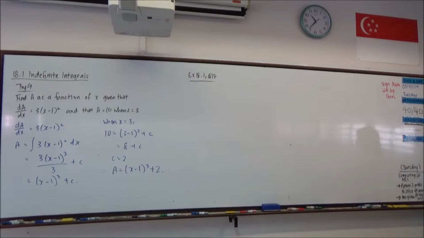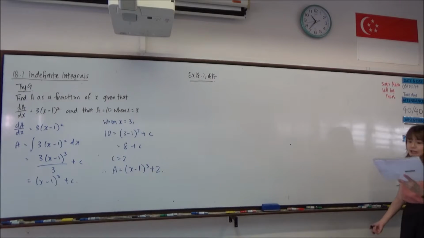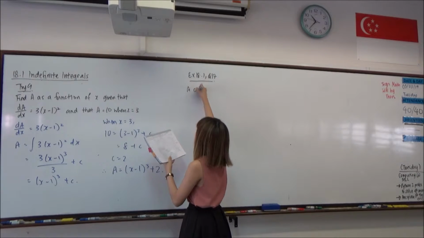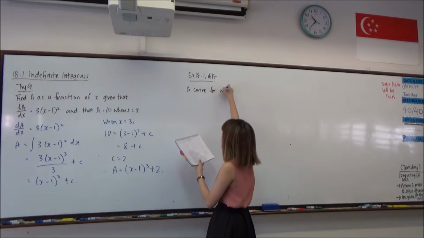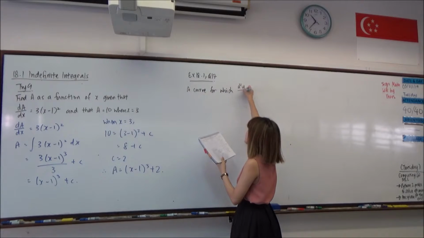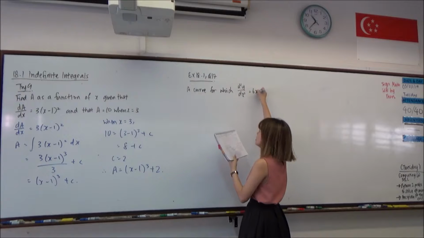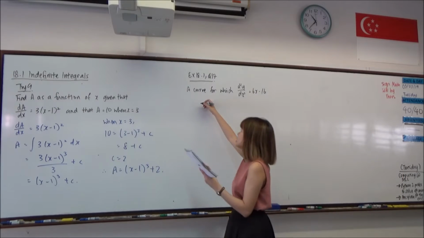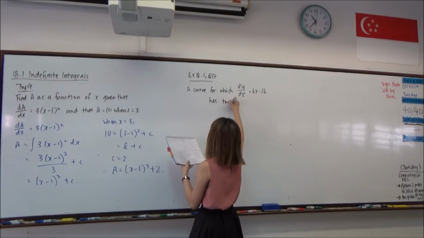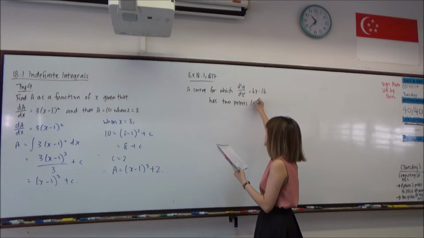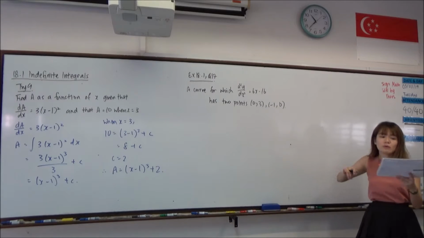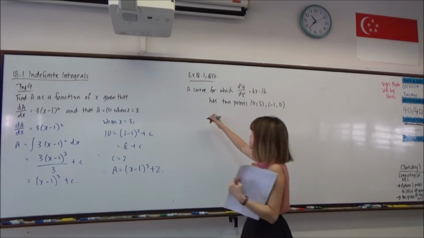Okay, move on. Let's look at exercise 18.1, question 17. Okay, we are given that there is a curve for which the second derivative has this expression. And then after that, the curve has points (0, 3) and (negative 1, 0). So we want to find out the equation of the curve.